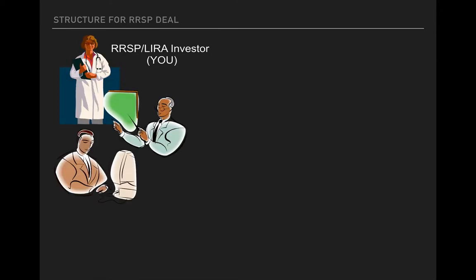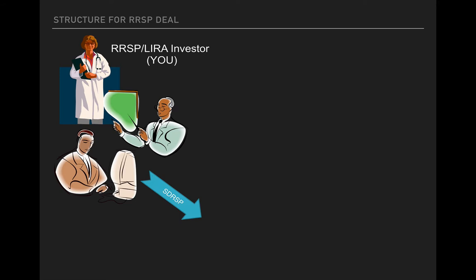So let's look really quickly at how the structure works to be able to do an RRSP mortgage. So you, in this example, are going to be the account holder. And so you have the RRSP, it belongs to you, and maybe you're not happy with what you're getting at your current institution. So you learn a little bit about this and you say, you know what, I'm going to make a switch. And what that means is it actually means creating a self-directed RRSP account.